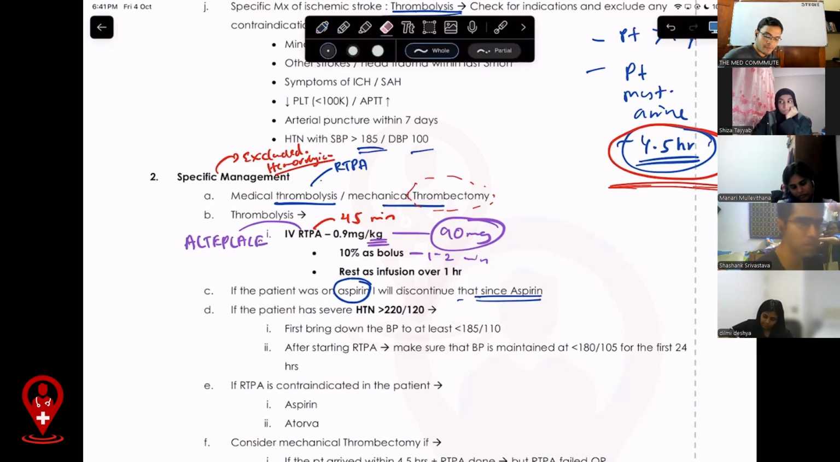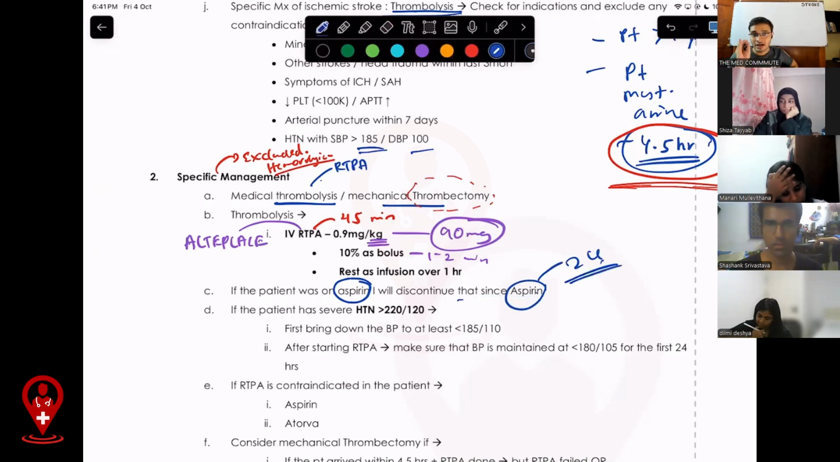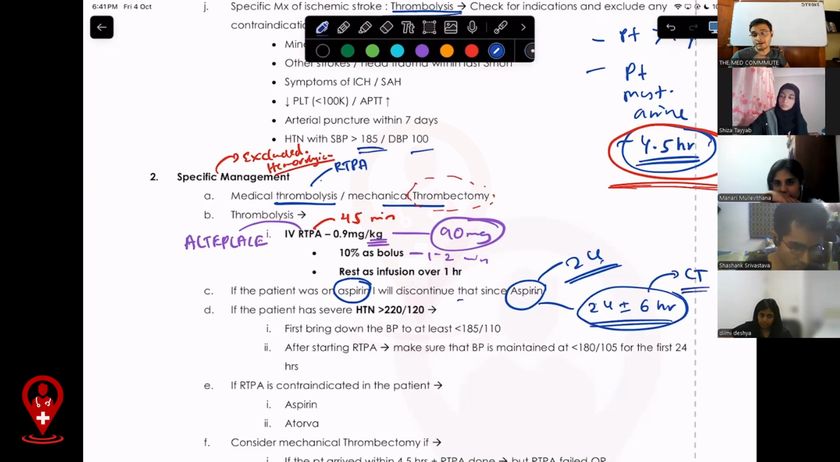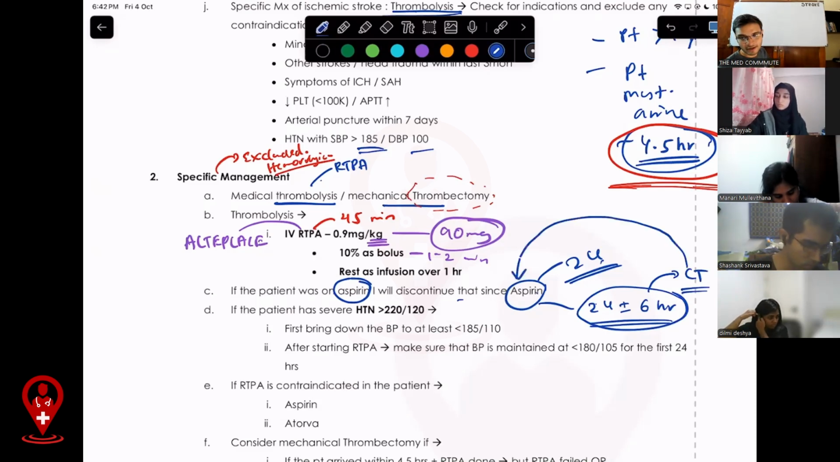So we have to stop the aspirin for the first 24 hours after giving our alteplase. They actually say, guys, the actual guideline is 24 hours plus or minus 6 hours. We do another CT after starting the patient on alteplase, and if the CT is normal, there is no evidence of hemorrhage, only then will we restart the patient on his aspirin. This is just some extra points for you all.